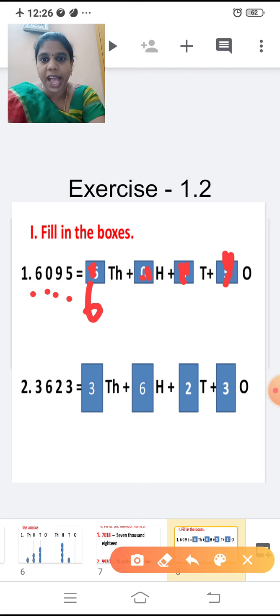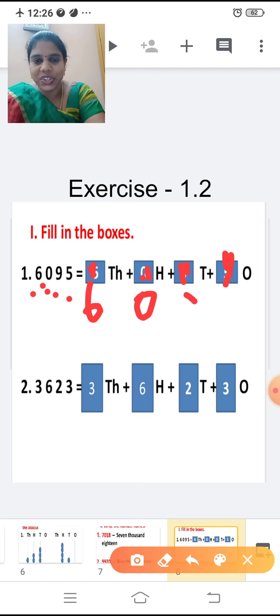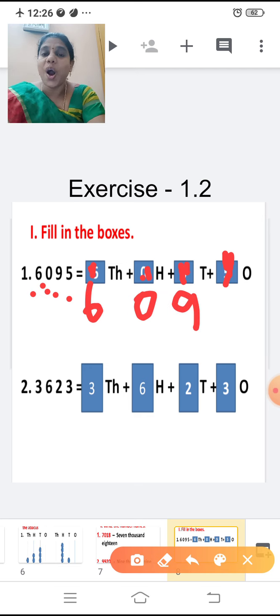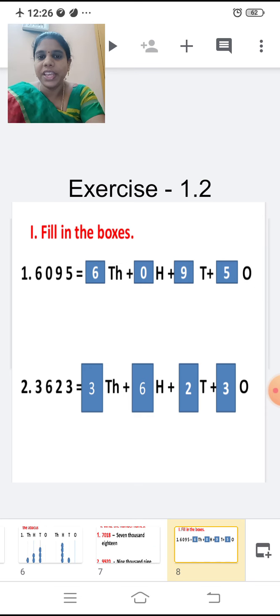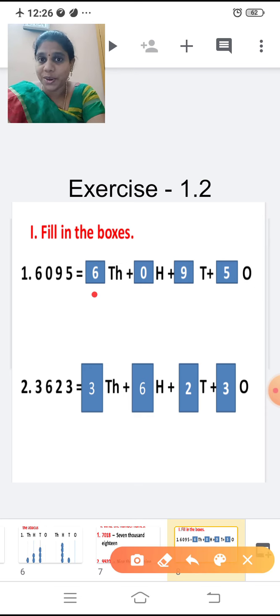So how many thousands do we have? 6,000. How many hundreds? 0. So write 0 hundreds. And how many tens? Yes, 9 tens. Very good. How many ones? See, 5 ones. So 6,000, 0 hundred, 9 tens and 5 ones. Let's move on to the next sum.